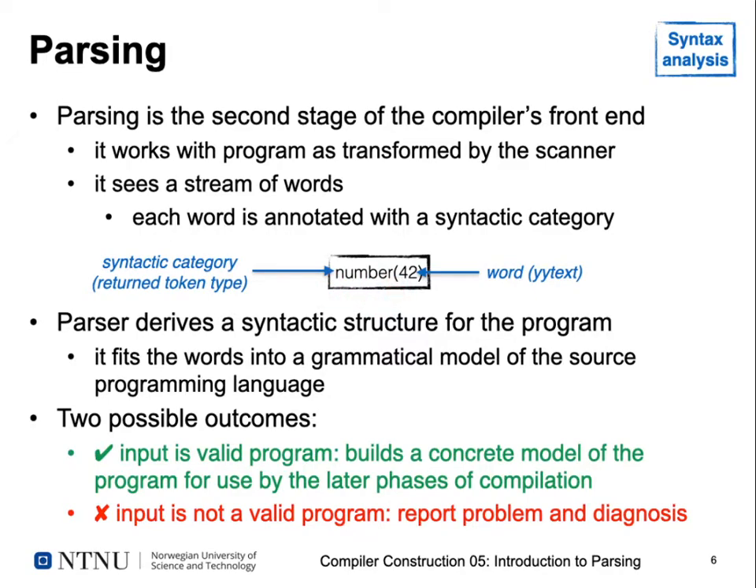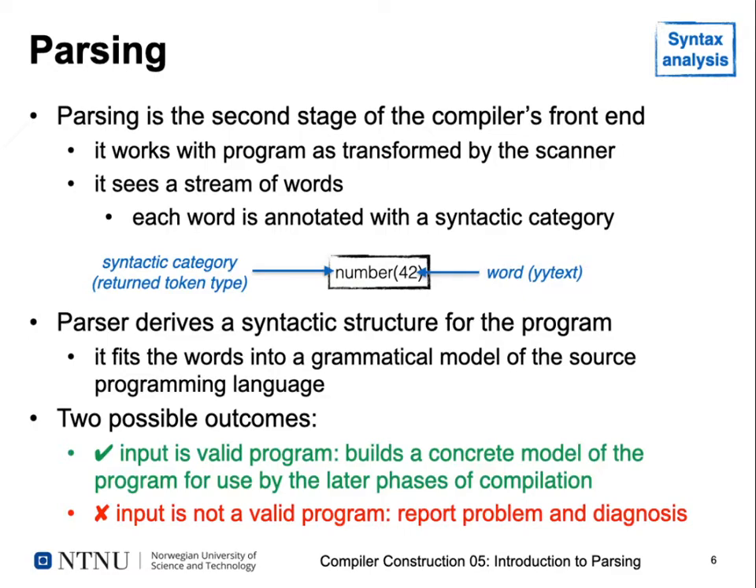So whenever our parser requests a token from the scanner, it gets such a tuple back. So we have a token that's a number, and this number has the value digits 4, digits 2. So our parser tries to derive a syntactic structure for the program we feed it. So as we've seen, it tries to fit the words into the grammatical model of the source programming language.